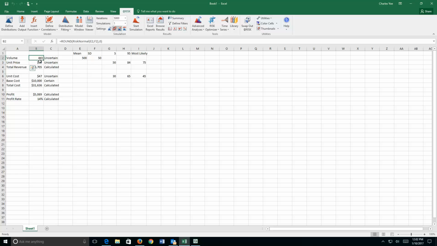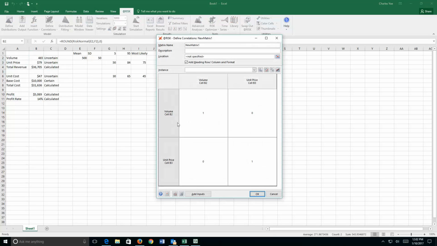If we wanted to include that in our model, we would select all the variables that are interrelated, in this case just volume and unit price. We would come over here to the Define Correlations icon, click on it, and select Define Correlation Matrix. This gives us a matrix that has ones on the diagonal, and you would ordinarily just fill in values below the diagonal.